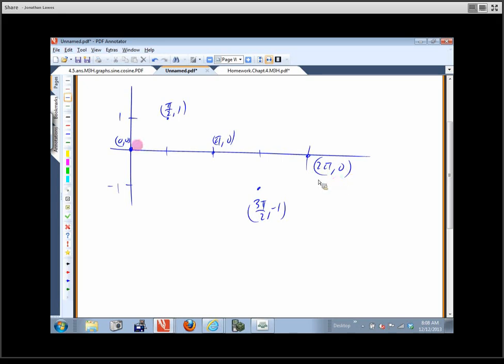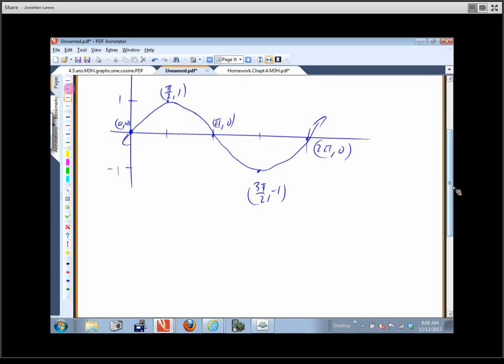Okay, so those are the 5 key points. Again, we should start here. It kind of comes up here, levels off for a second, and then comes down. Goes like that and like this. Put an arrow on each end and there's a pretty decent graph. If I do cosine, cosine looks like this. So let me label this one. This is y equals the sine of x.